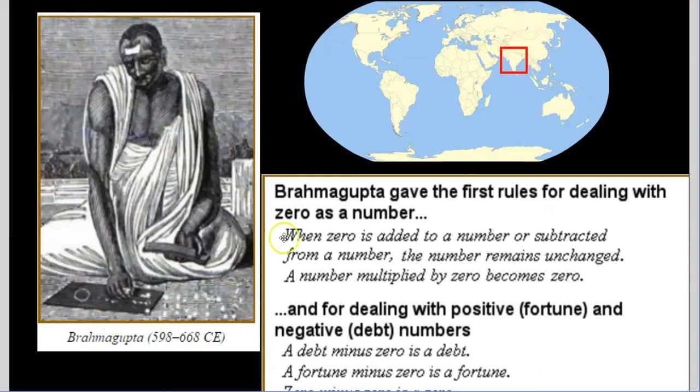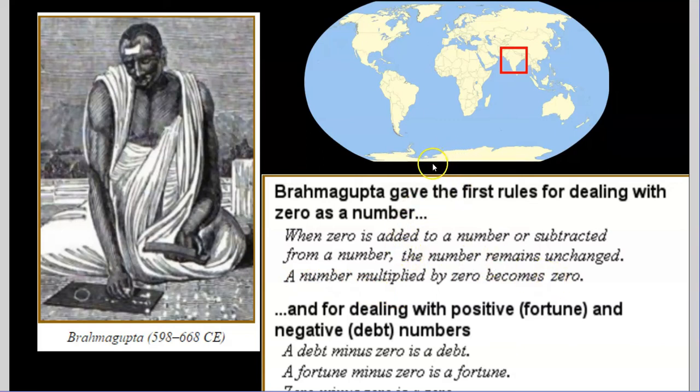Well, we're going to take another trip to another part of the world. So we've been to the Middle East. We've been over here where the Mayans lived in southern Mexico. Now we're going to jump over to India, where a man named Brahmagupta, say that 5 times fast, Brahmagupta gave us the first rules for dealing with 0. So again, he was living here in India. So he made the statement, when 0 is added to a number or subtracted from a number, that number remains unchanged. So he was starting to think about doing mathematics with the number 0. He also came up with the rule that a number multiplied by 0 becomes 0.